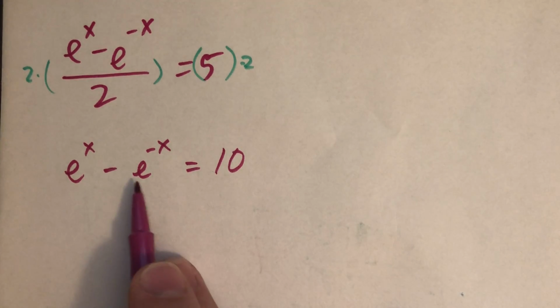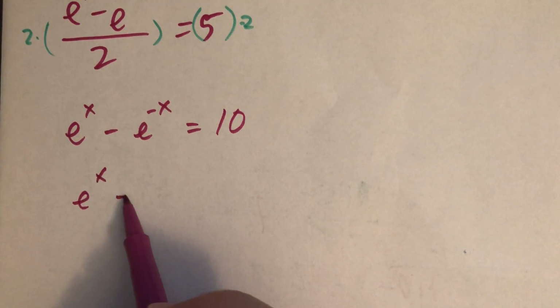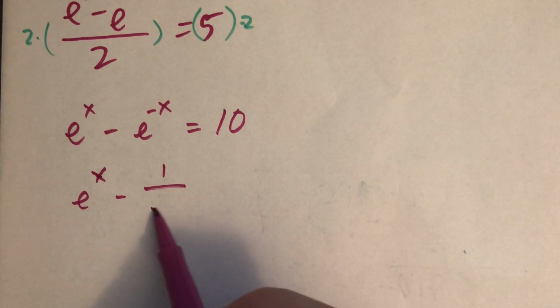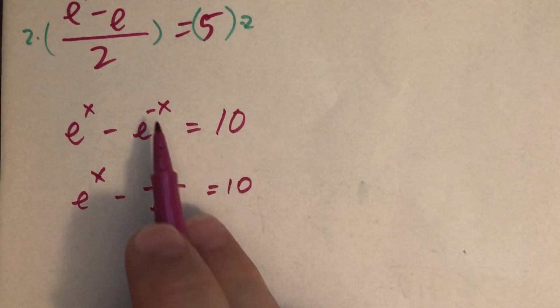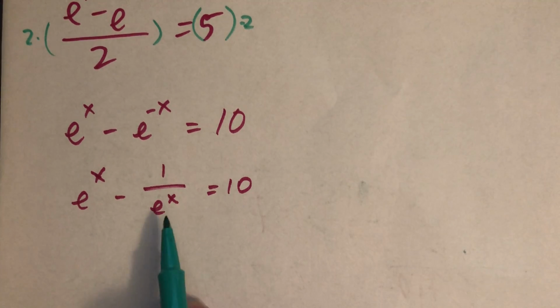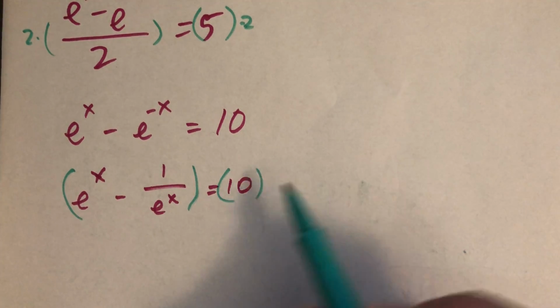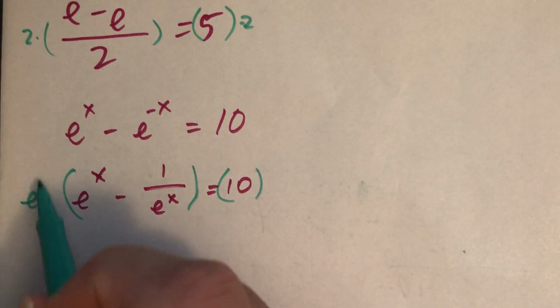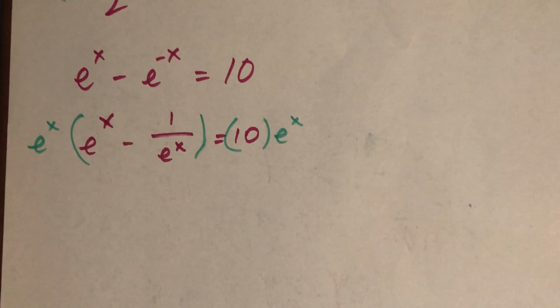Well, we still have a fraction here, don't we? If we rewrote that, I'd have e^x - 1/e^x = 10, because that's what a negative exponent does. Remember that? So if I wanted to further go on getting rid of my fractions, I would multiply both sides by the least common denominator, which is e^x. And we can do that.